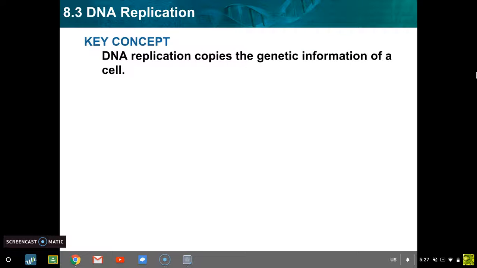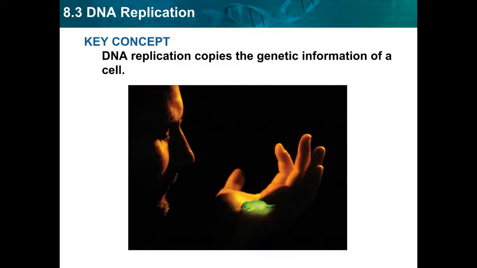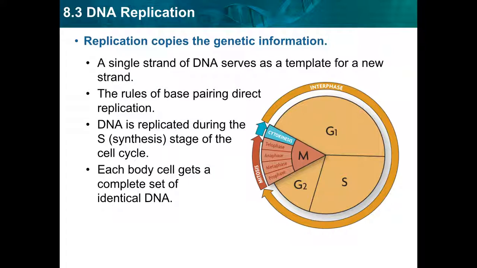This mini lecture is going to discuss a process called DNA replication. Our key concept is that DNA replication copies the genetic information, or the DNA, of a cell. So for DNA replication to happen, a single strand of DNA, half of it, serves as a template for a new strand. And then the base pairing rules will direct how the replication happens. So remember, our base pairing rules are A bonds with T, C bonds with G.